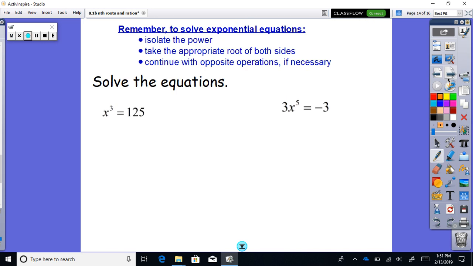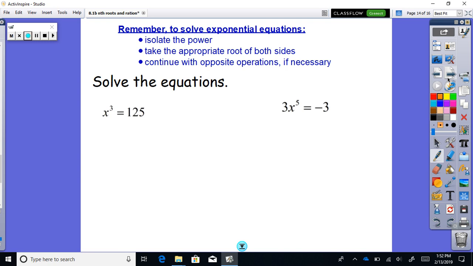All right, solving. Now, we solved cubic equations and some power functions, some rational functions in an earlier unit, and we really dug deep and found all of the roots. Now, here we're just looking for the real roots. So we're just going to use our inverse operations. We're going to isolate our power.